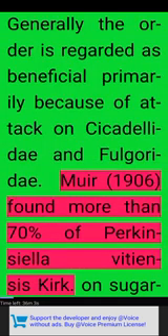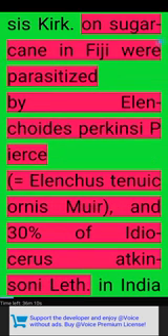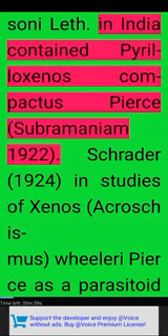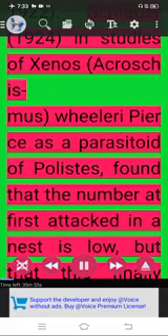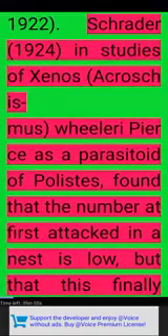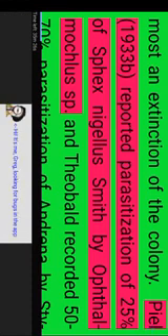Muir 1906 found more than 70% of Perkinsiella vitiensis Kirk on sugarcane in Fiji were parasitized by Elenchoides perkinsi Pierce, equals Elenchus tenuicornis Muir, and 30% of Idioceras atkinsoni Leth in India contained Pyrilloxenos compactus Pierce, Subramaniam 1922. Schrader 1924, in studies of Xenos wheeleri Pierce as a parasitoid of Polistes, found that the number at first attacked in a nest is low, but that this finally builds up until it causes almost an extinction of the colony. Peel 1933b reported parasitization of 25% of Sphex nigellus Smith by Ophthalmochlus sp., and Theobald recorded 50-70% parasitization of Andrena by Stylops sp.